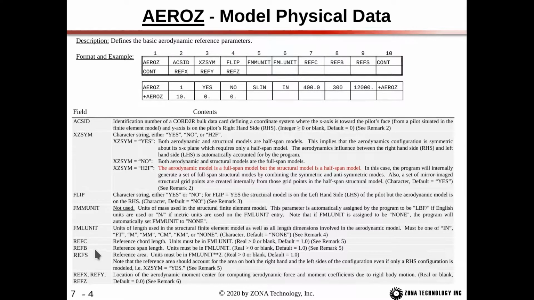Next, we have ref B, which is the reference span length. Remember that the reference span is from the left wingtip to the right wingtip, even for half span models. But of course, this is an arbitrary number, so it's whatever your aerodynamic guys tell you is your reference span, that's what you would use. Ref S is the reference area, and then ref X, ref Y, and ref Z is the location of the aerodynamic moment center for computing the aerodynamic force and moment coefficients due to the rigid body motion.